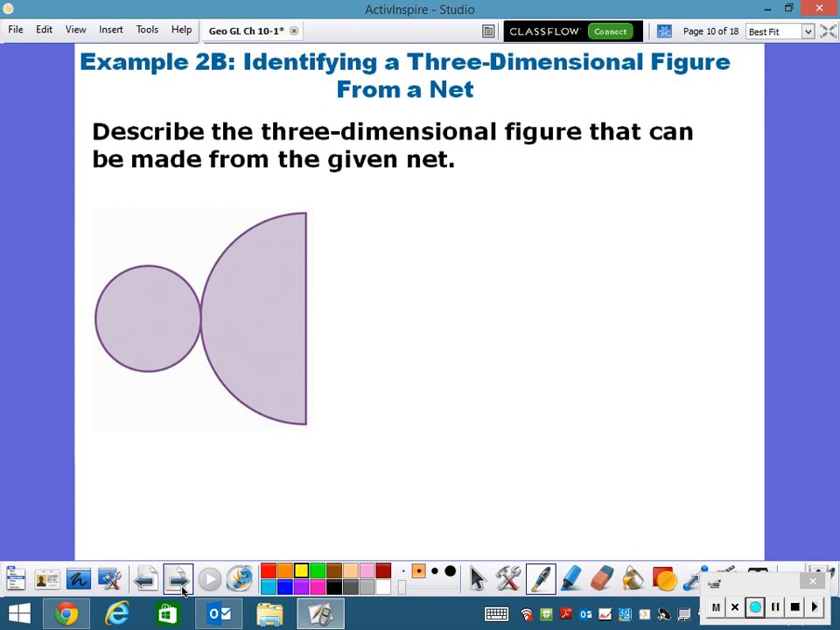What shape would be made from this net? A cone, yeah. This circle folds in, and then the other thing folds around, and it makes a cone. Okay, so that's a cone.